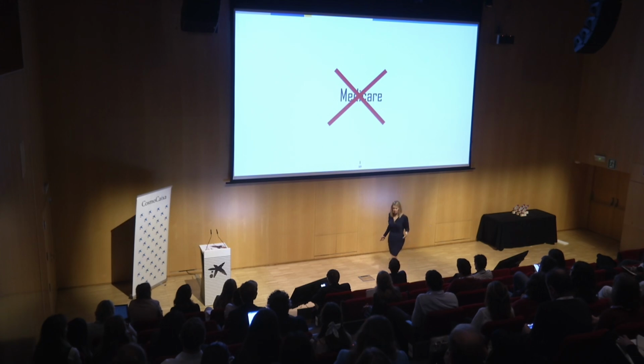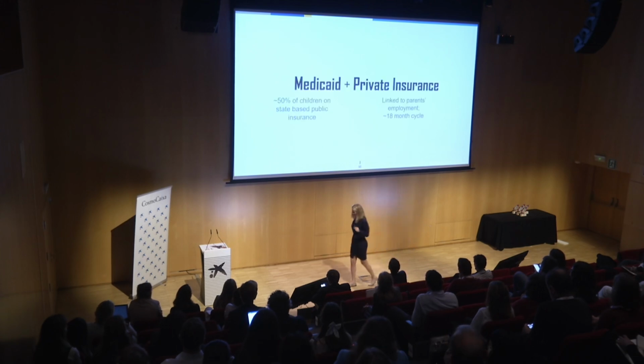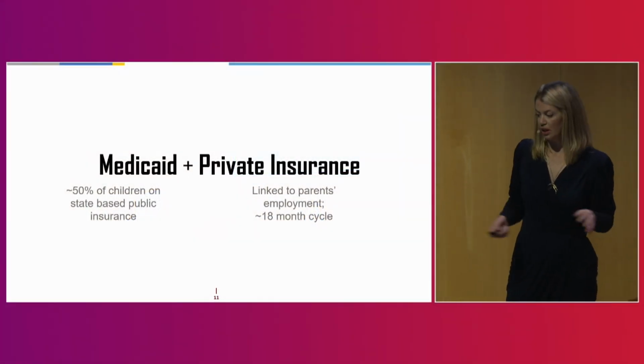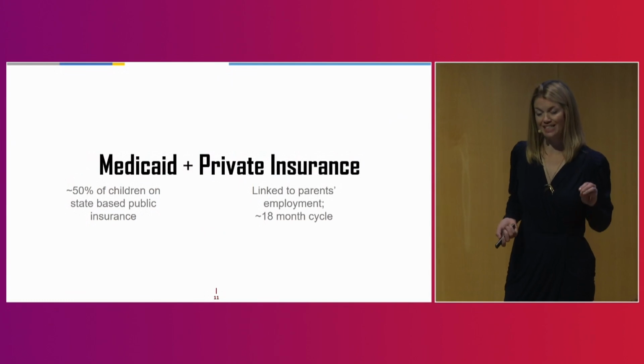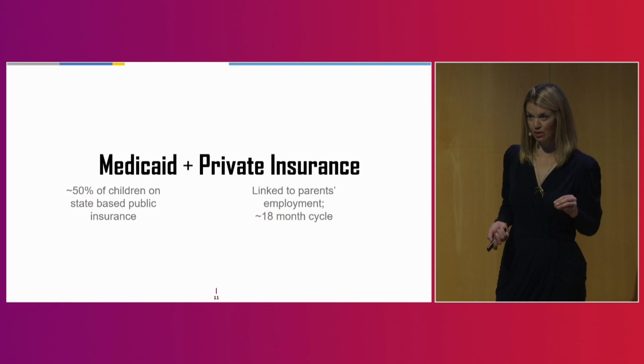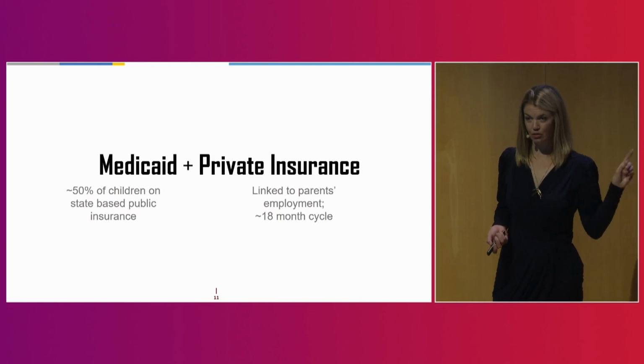So what do we have to do? We have to go to Medicaid. Medicaid is the public insurance for a poorer population. And about 50% of children are on state-based Medicaids. That means that there are 50 different Medicaids. So every time you have to figure out how you get paid, you have to go to 50 different Medicaids.